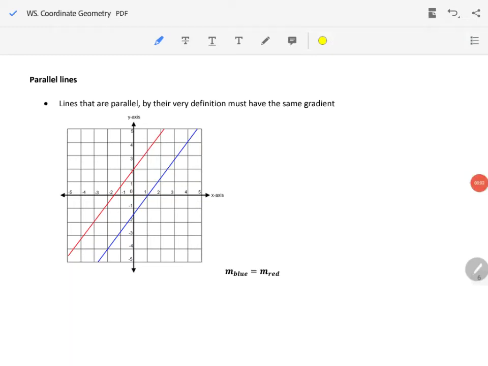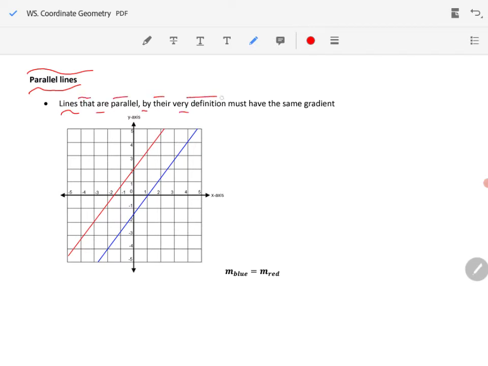This is part 3 of the straight lines video. The topic is parallel lines. What are parallel lines? Lines that are parallel, by their very definition, must have the same gradient. This is the condition of parallel.